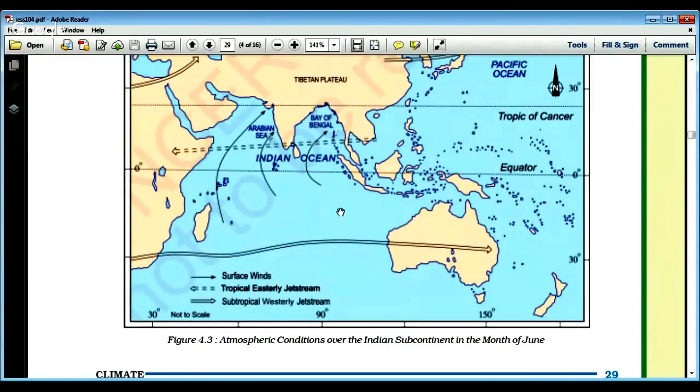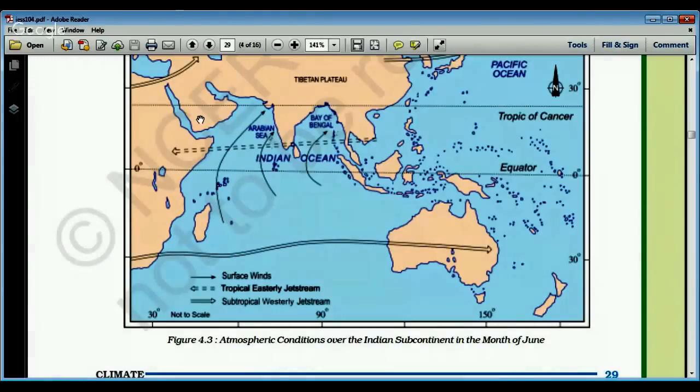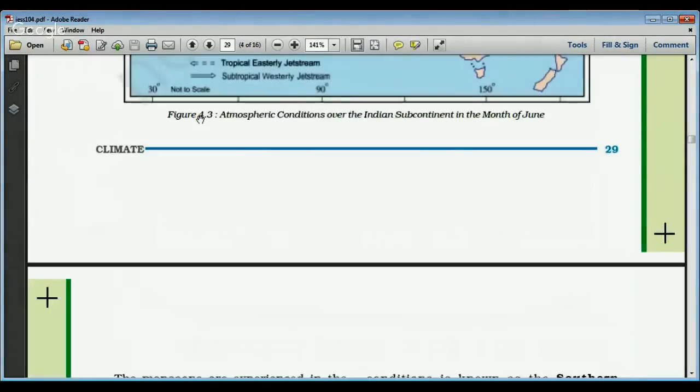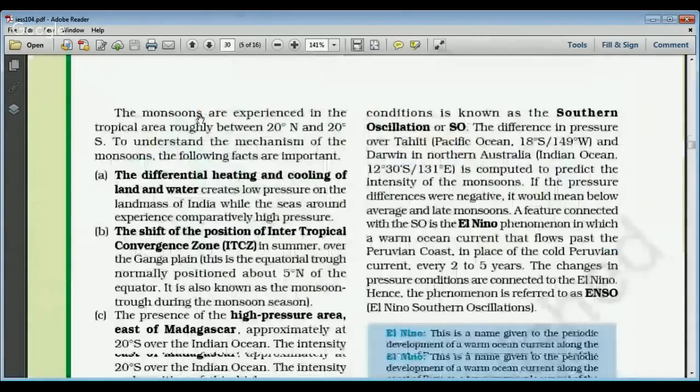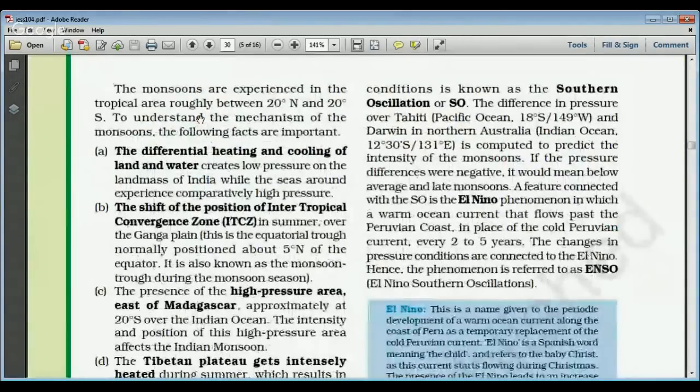So whenever they come into the northern hemisphere, because of the Coriolis effect, they will move towards the right. So they were going in the southeast direction, but they will move toward the right, and that is why their direction will be changed to the southwest, and that is why they are known as the southwest monsoon winds. And monsoons are actually experienced in the tropical area roughly between 20-degree north and 20-degree south.